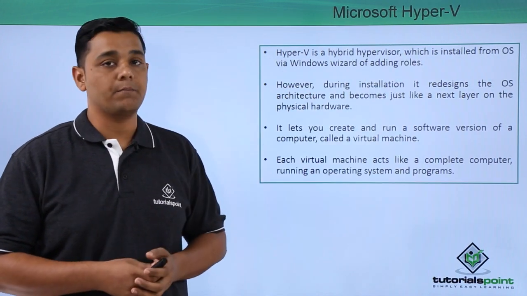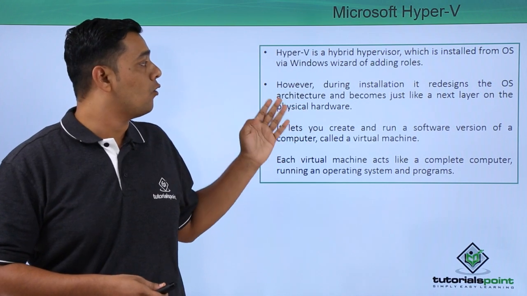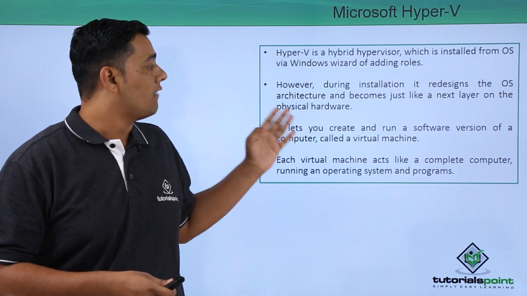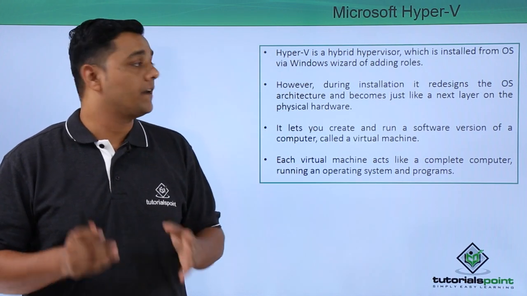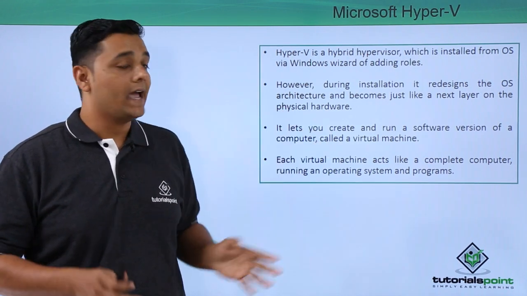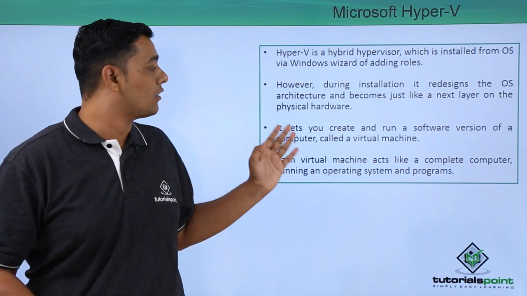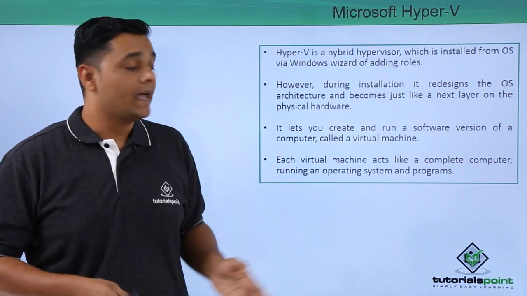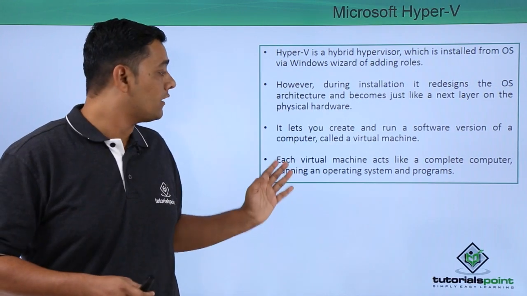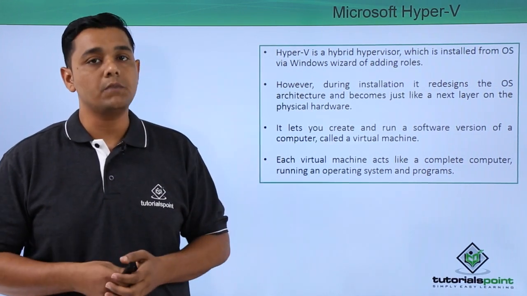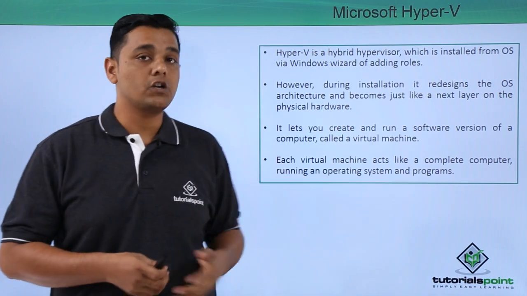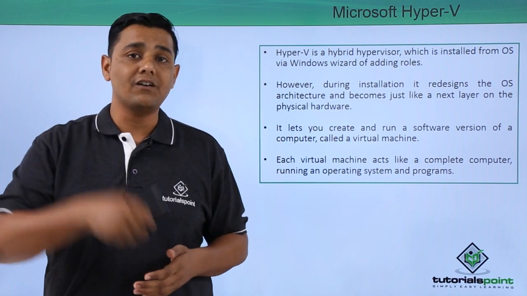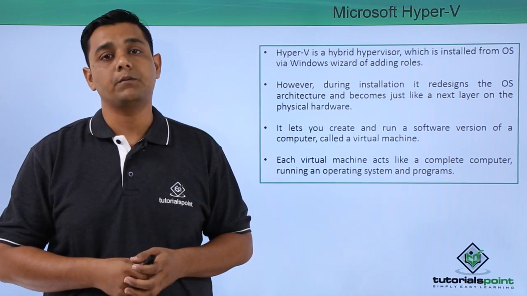Hyper-V is a hybrid hypervisor which is installed from the OS via the Windows wizard by adding different roles. However, during the installation, it redesigns the OS architecture and becomes just like a next layer on the physical hardware. So it lets you create and run a software version of a computer called a virtual machine. Each virtual machine acts like a different machine that can run different software on that particular OS.